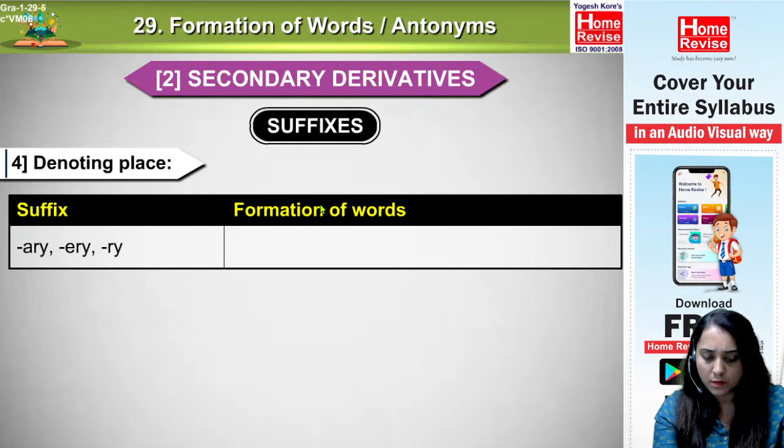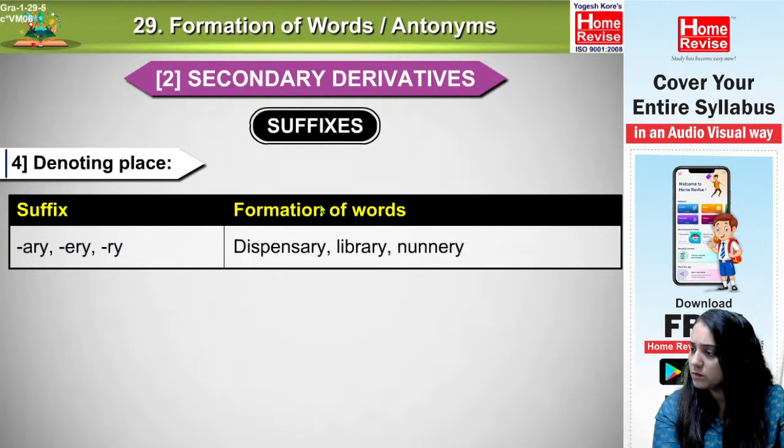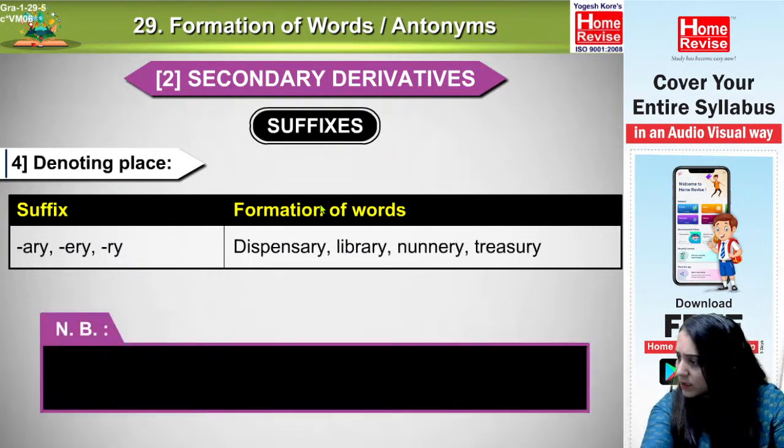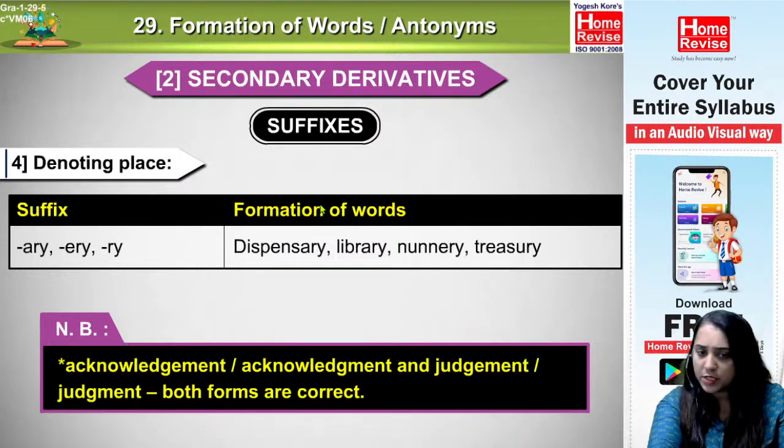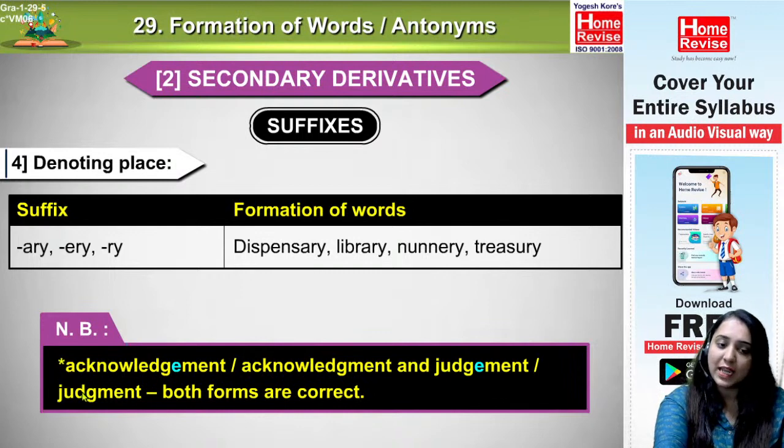4. Denoting place. ARY, RY: dispensary, library, nunnery, treasury. Very good. Note: acknowledgement can be written with or without the extra E, and judgment or judgement. Both forms are correct.